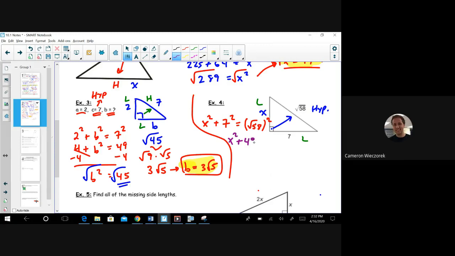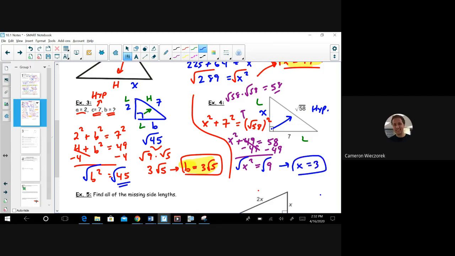That side's pretty easy. If you square a radical, remember what happens is square rooting it and then re-squaring it just gives you the number underneath the radical. Because this is just rad 58 times another rad 58. Comes out as just normal 58. And then I solve it. So I subtract 49 from both sides. X squared equals 9. And then remember to square root both sides. So that would mean that that missing leg in this problem would be 3.